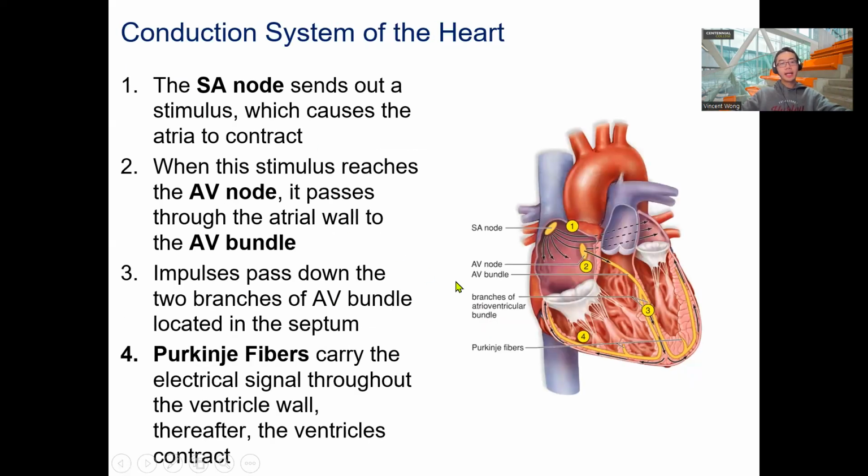So this basically describes the whole process for you if you need to read it on your own. We already explained it just now, so I'm not going to go through it again. I know it says this is the AV bundle, and in the label we also call this the AV bundle. Don't worry too much about the AV bundle. The key things for us to remember are SA node, AV node, and then Purkinje. That's the flow of information that you should know. Everything else in between they call AV bundles.